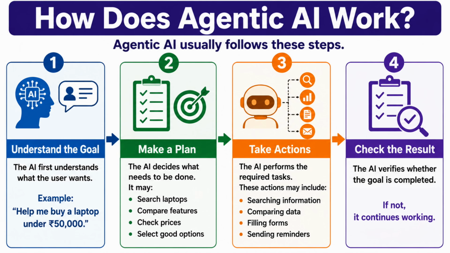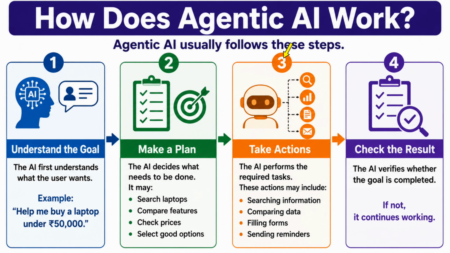Now we will see how agentic AI works. Step 1. Understand the goal. AI first understands what the user wants. For example, help me buy a laptop under 50,000 rupees. Step 2. Make a plan. The AI decides what needs to be done. It may search laptops, compare features, check prices, and select good options.